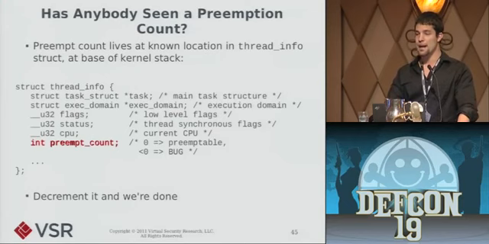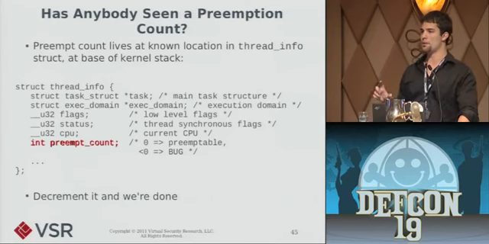It's really easy to find the preemption count. It just lives in this thread info structure, which is at the base of the kernel stack of whatever process it is. So all we need to do is, we know where the soft-IRQ stack is. We just find the base of it, and then this variable is at a known offset from that base, and we just decrement it appropriately, and that's all we need to do.